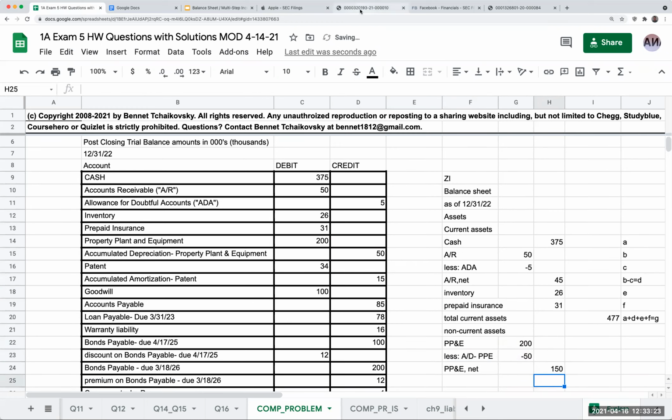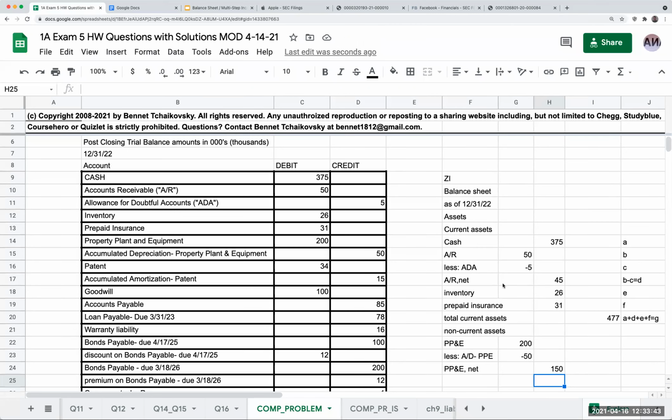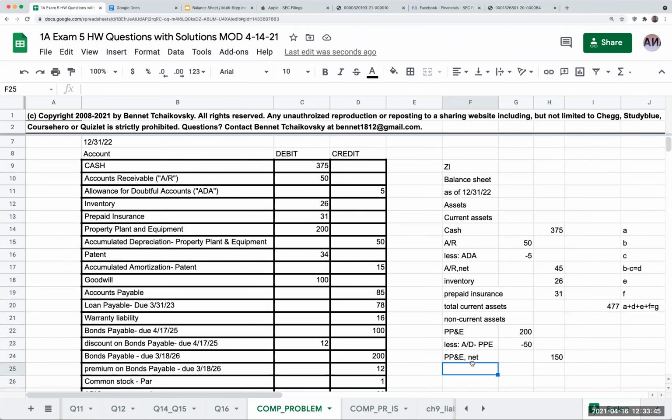And so notice, going back over here to a company like Apple, when Apple shows their property, plant, and equipment, they say property, plant, and equipment net. That means net of accumulated depreciation. Accounts receivable net means net of the allowance for doubtful accounts. So over here, I've got property, plant, and equipment net.